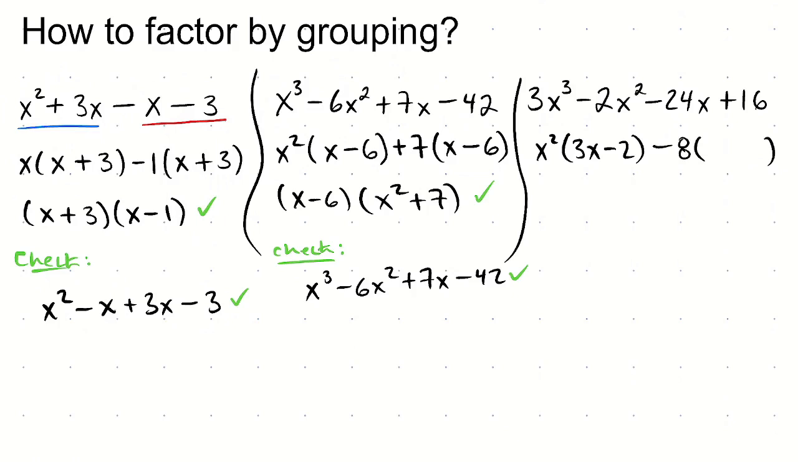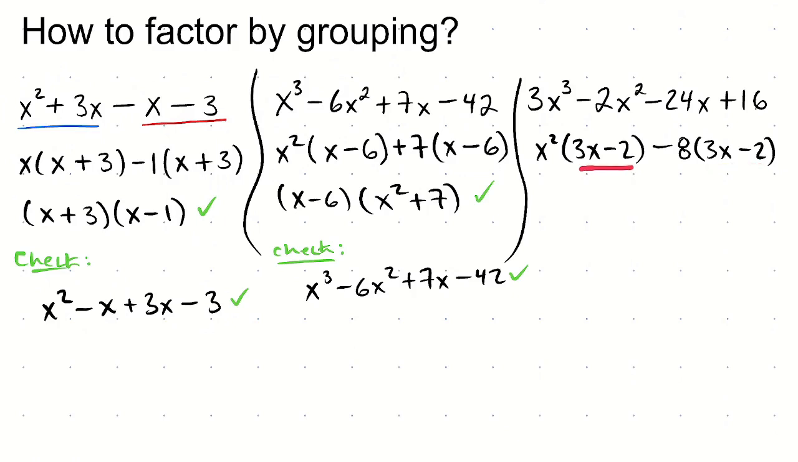So let's see what we get left inside. So that's going to be a positive 3x. So -8 times 3x is going to be -24x. And -8 times -2 gives me a positive 16. And now they match.